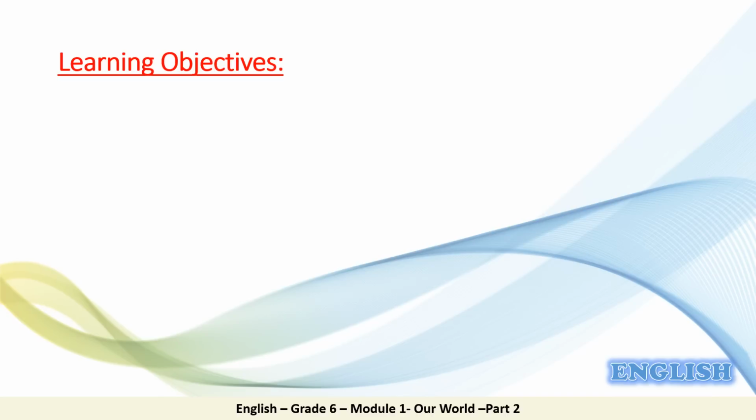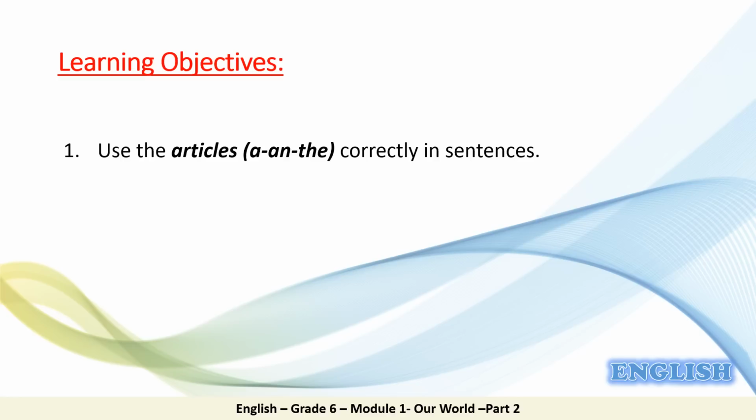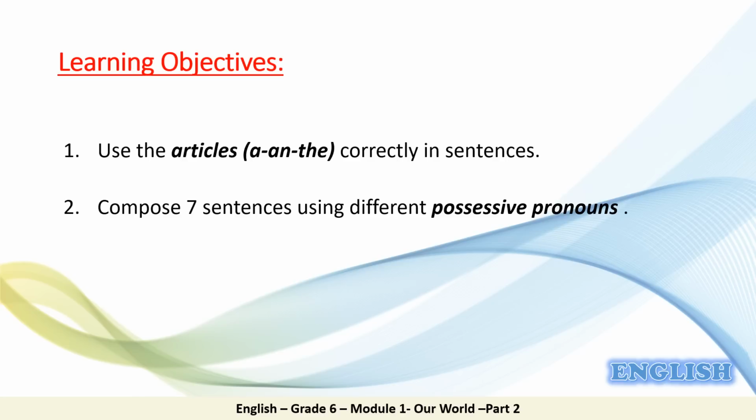The learning objectives. By the end of this lesson, you will be able to: Number 1, use the articles a, an, and the correctly in sentences. Number 2, compose 7 sentences using different possessive pronouns.